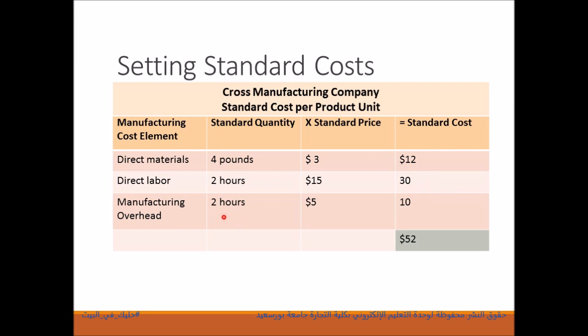2 hours of direct labor are needed to produce each product unit, and the predetermined overhead rate is $5 per direct labor hour. That's why the standard cost of overheads is $10. By adding $12 standard cost of raw material, $30 standard cost of direct labor, and $10 standard cost of overhead, we can obtain standard cost per product unit, which is $52.